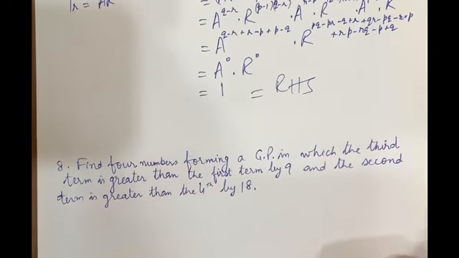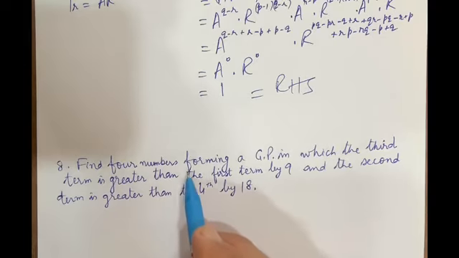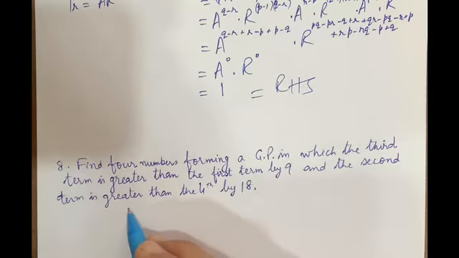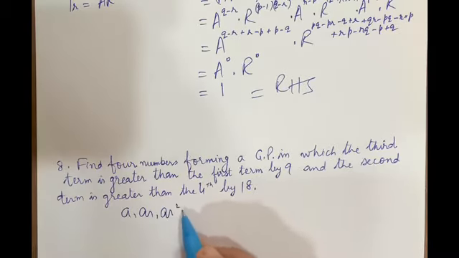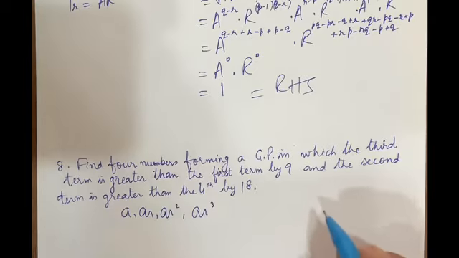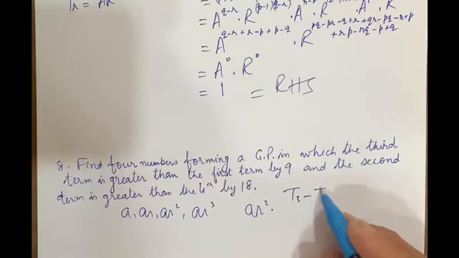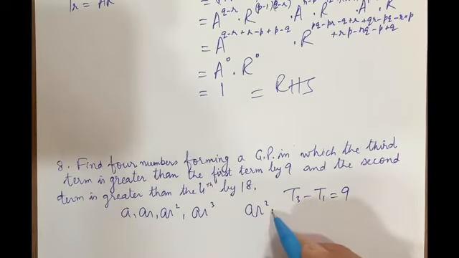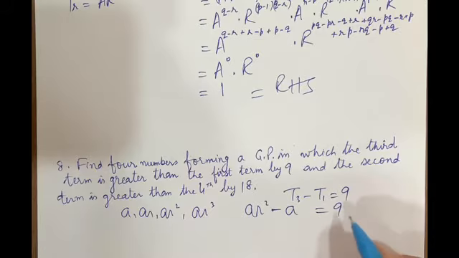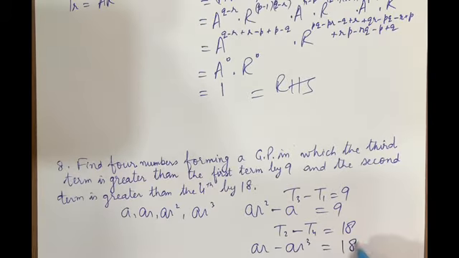The next one, we have to find 4 numbers forming a GP in which the third term exceeds the first by 9. So let us say the numbers are a, ar, ar square, ar cube. Third minus first is 9, that is ar square minus a equals 9. Second term is greater than fourth by 18, so ar minus ar cube equals 18.